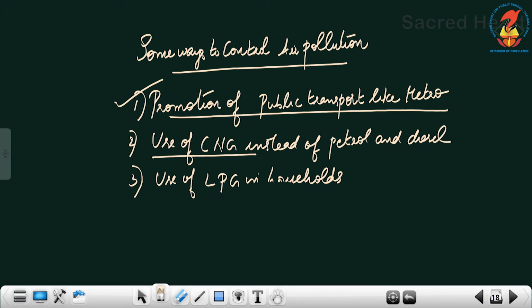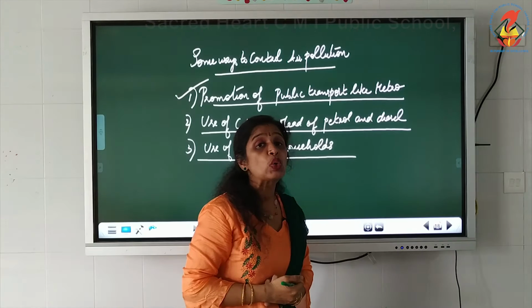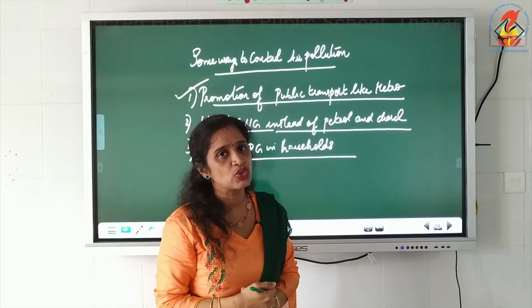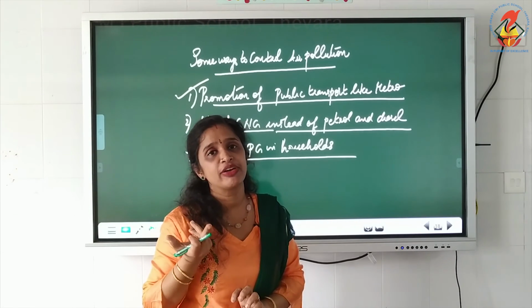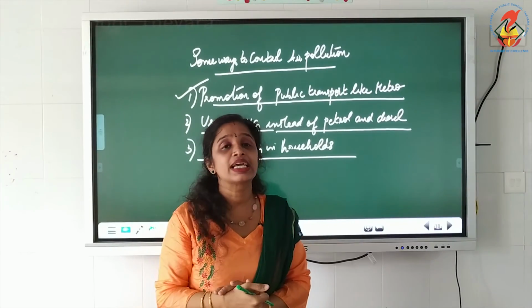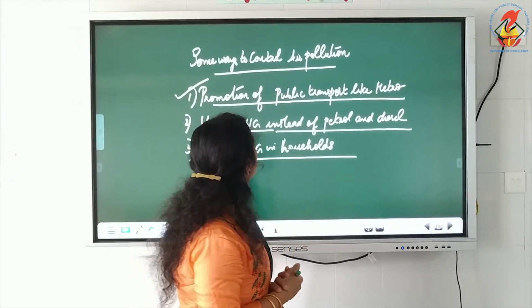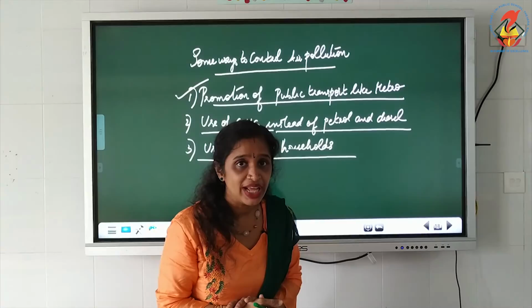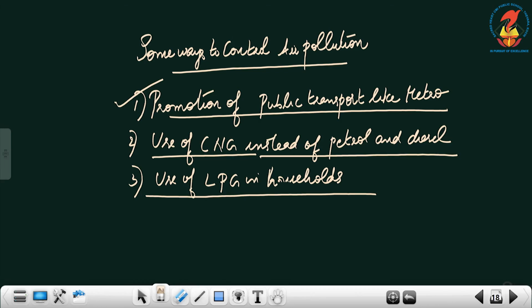Next is use of CNG instead of petrol and diesel. And the last is use of LPG in households, especially in the rural areas. Okay, because in the rural areas they use cow dung cake and firewood for burning purposes. So instead of that, encourage them to use LPG in the rural areas. So these are the ways to control the pollution. Encourage metro, CNG and LPG system.